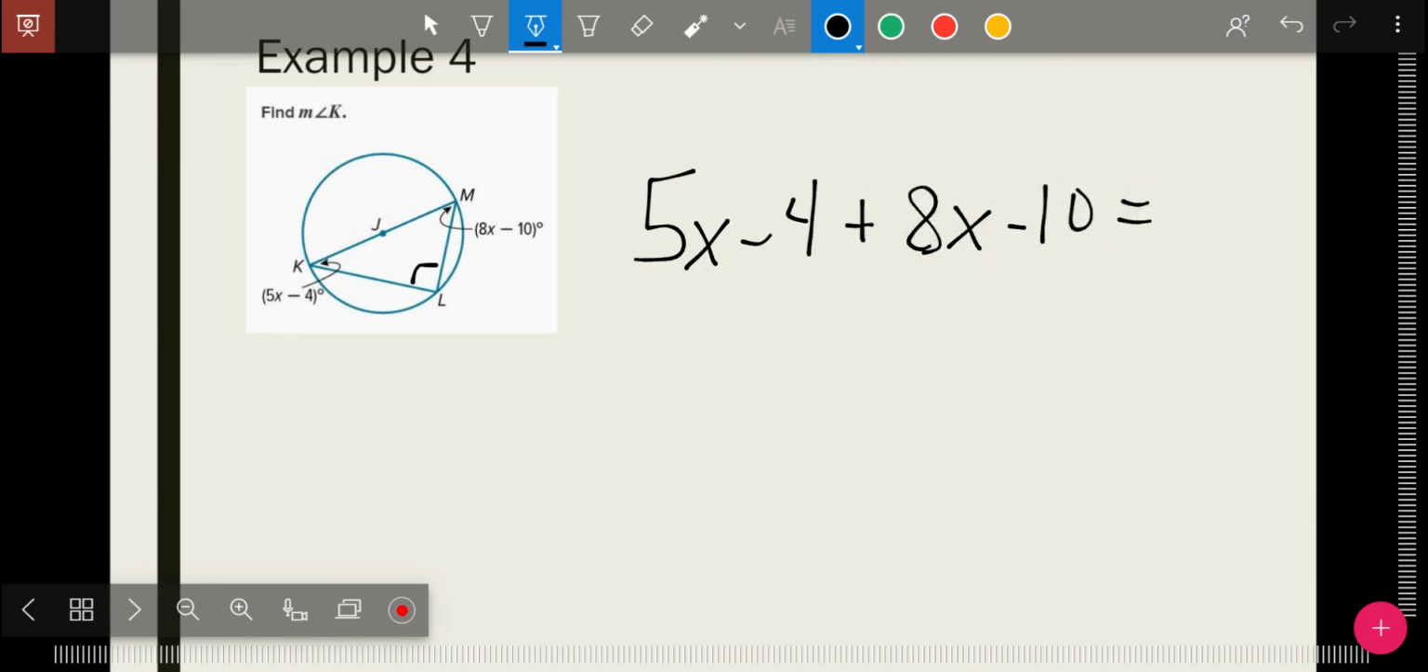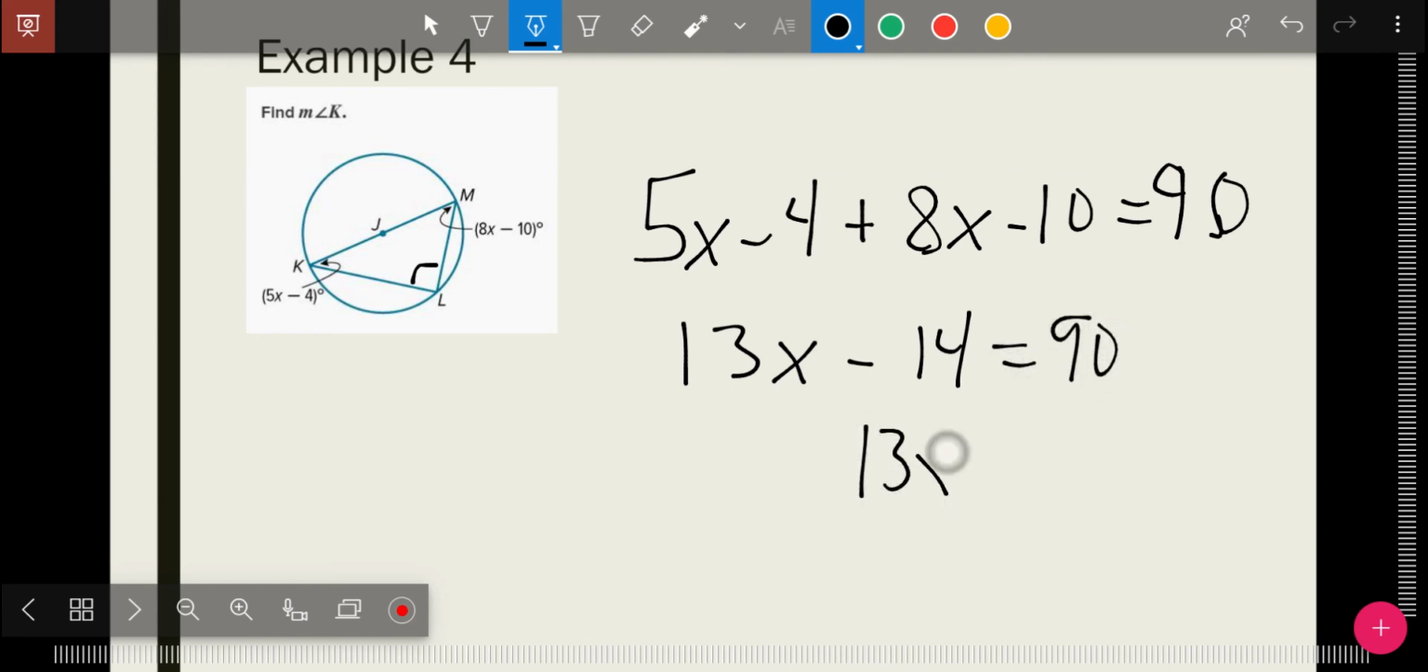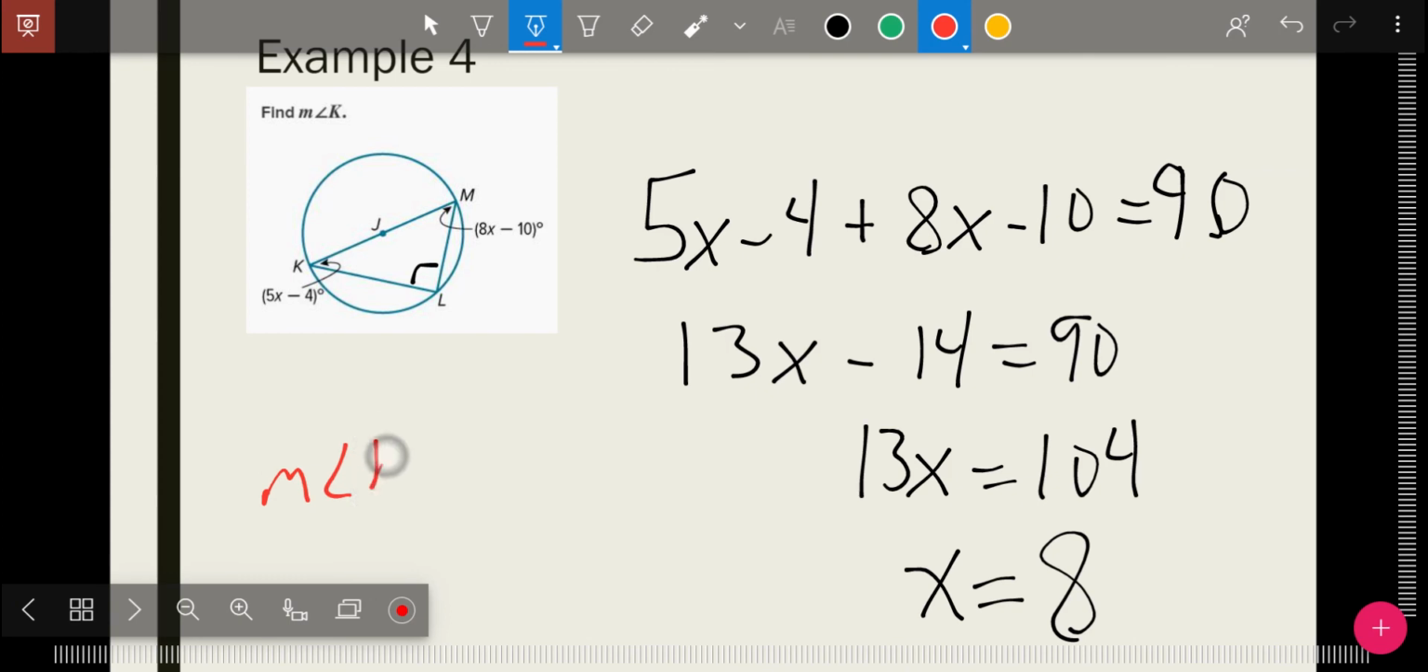Combine like terms. Oops, 90. Combine like terms. Add 14 to both sides. And then what do you get when you divide 104 by 13? You get x equals 8. Now it asks you to find k, so you plug it back in. The measure of angle k equals 5 times 8 minus 4, which is 40 minus 4, which is 36 degrees.